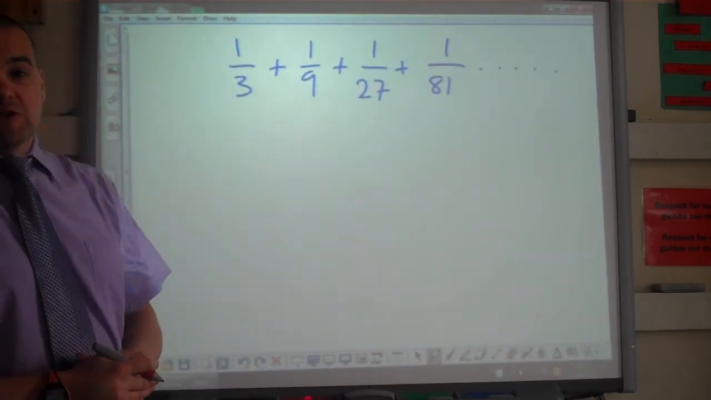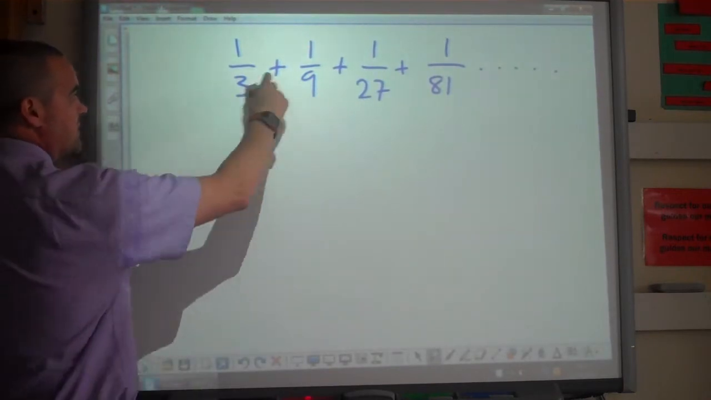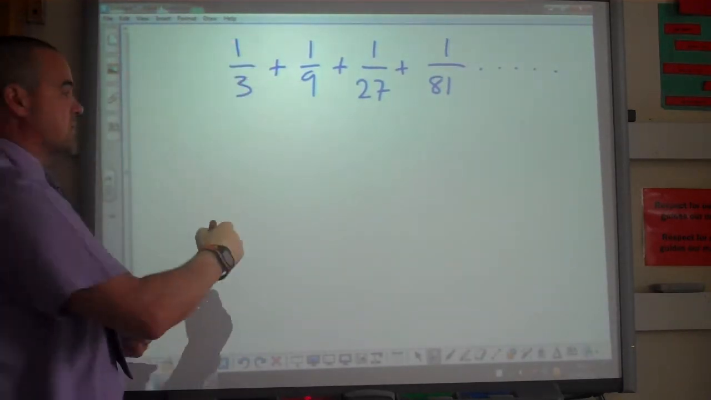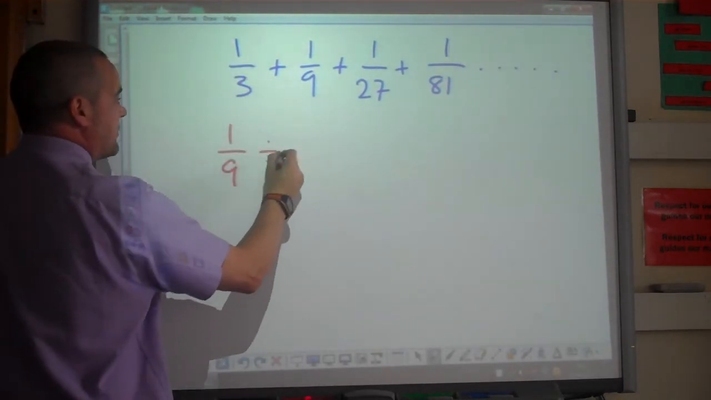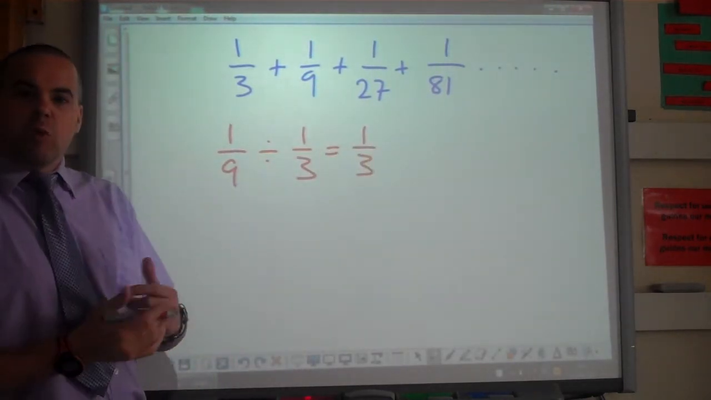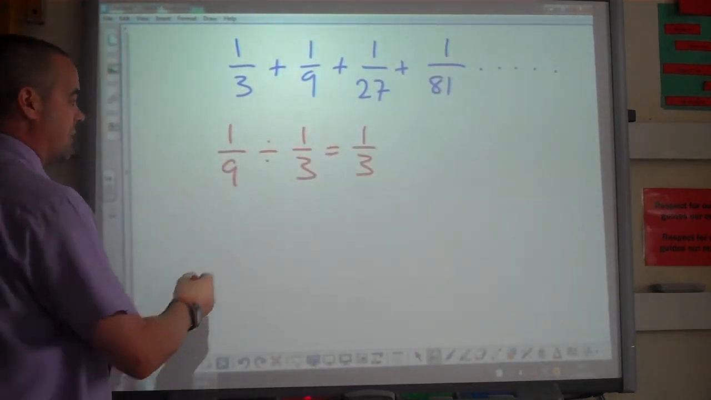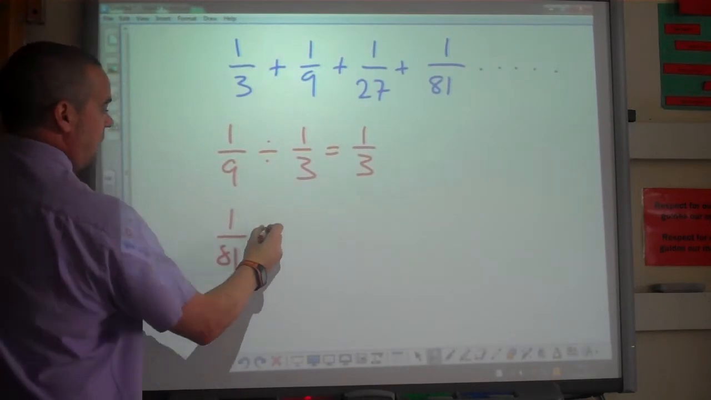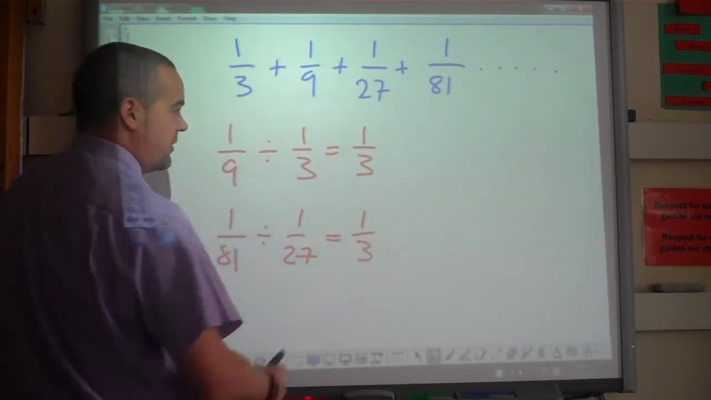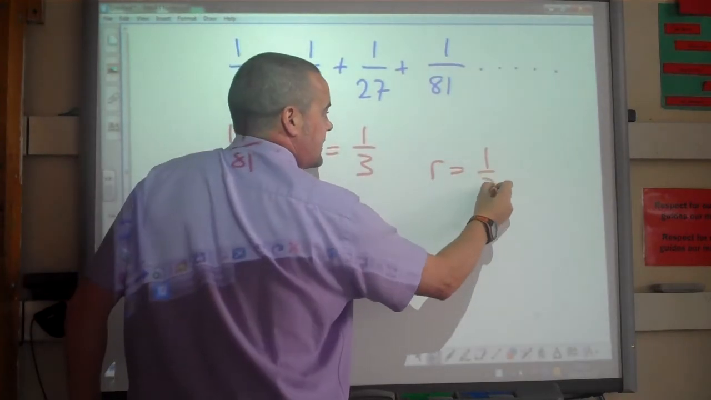If I want to find the common ratio for a sequence like this, one way of doing it, rather than just looking by inspection, is to look at one term and divide it by the previous term, because that will tell you how much I've had to multiply. So in this case, if I do a ninth divided by a third, that's equal to a third. So that's the common ratio. One way of finding out if it is a geometric sequence is that it should be the same no matter where I choose it. So if I do 1/81 divided by 1/27, that happens to also equal a third. Because they're the same, I know that R, my common ratio, is a third.